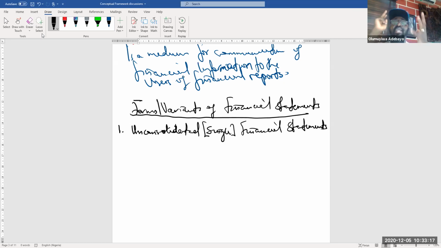Or simply put, when you hear unconsolidated financial statements, or when you hear financial statement, or when you hear financial statement of a single what? Entity, it all means the same thing, which is you are talking about financial statement of White Associates as a company. But you could also have consolidated financial statements.